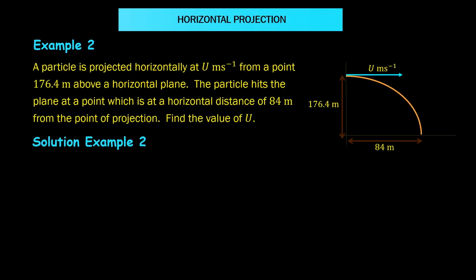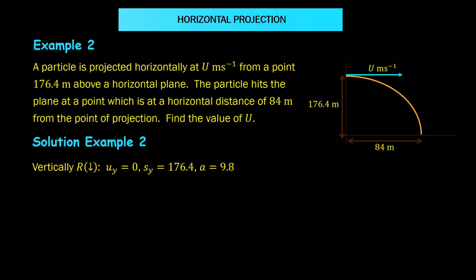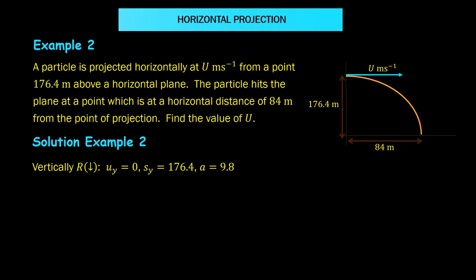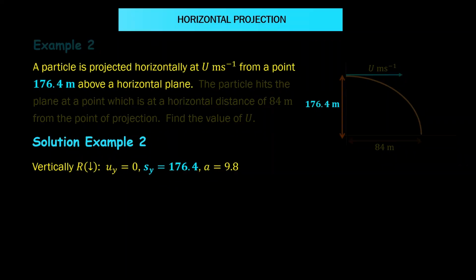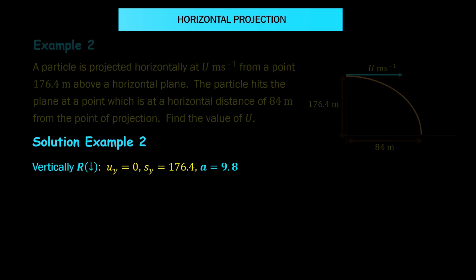So let's solve this. Again, we're going to look vertically first, and taking the downward direction as positive, we have the initial velocity equals 0, since the particle is projected horizontally, so there's no velocity downwards or upwards. Sy, or S subscript y, equals 176.4, and a equals 9.8, the acceleration due to gravity.